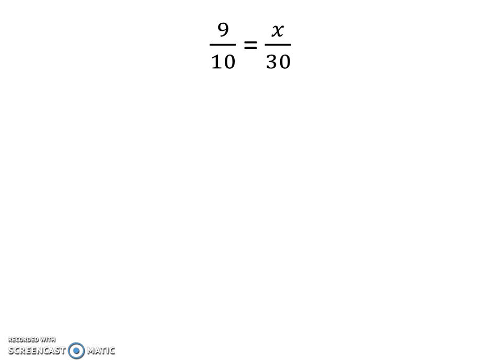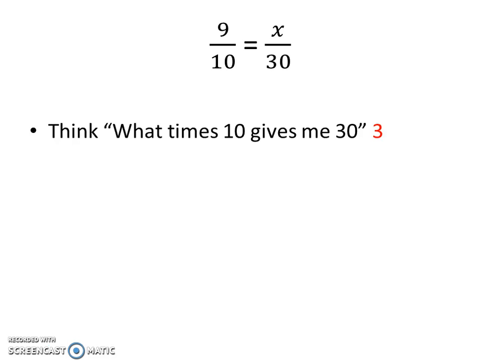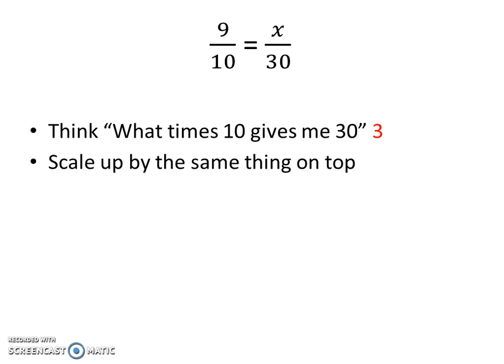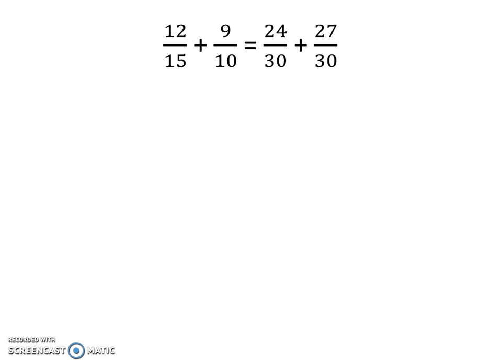So now I need to do the same with 9/10. So I think, 10 times what gives me 30? Well, 3. And so I need to do the same on top. So I'm going to scale up 9 times 3 to get 27. So 9/10 is equivalent to 27/30.